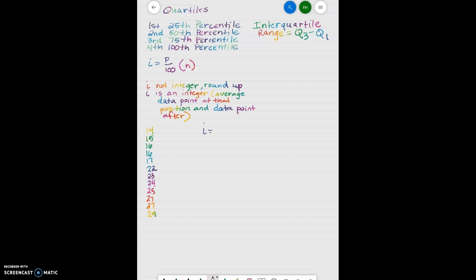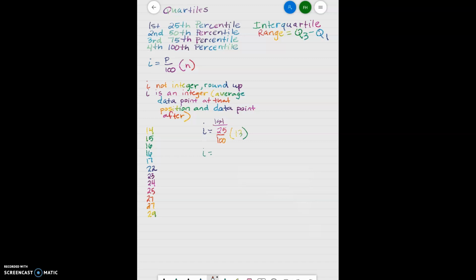So you use your formula I equals P over 100. Now, for your first quartile, we know that P, the percentile, is 25. And the way to remember that is, if you have 1/4, you have 25 cents. And then N here, you have to count the number of data points that you have. So N is always your sample size. I believe we have 13. So we know that N is 13.